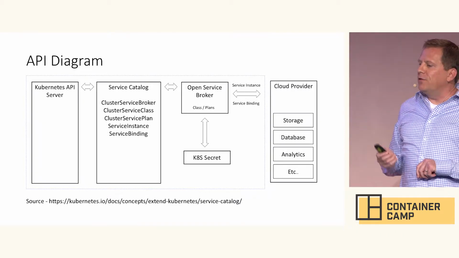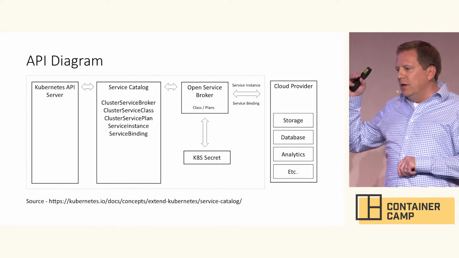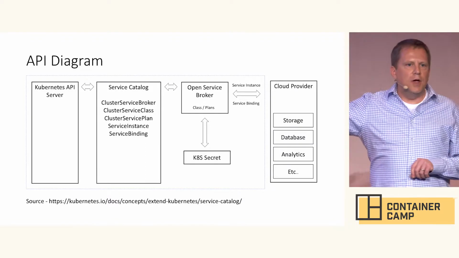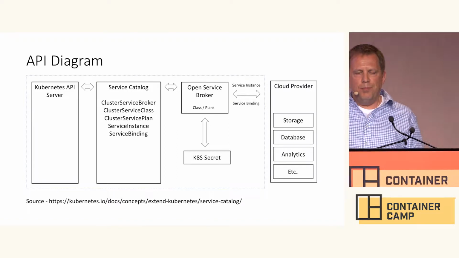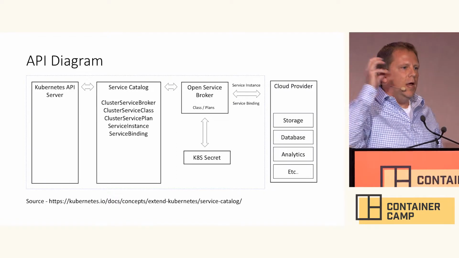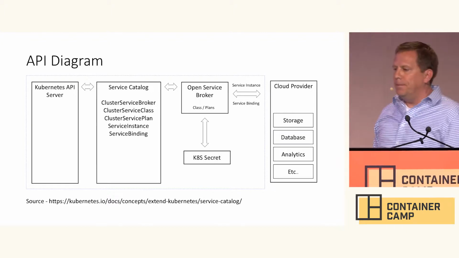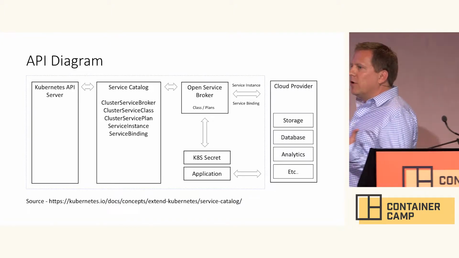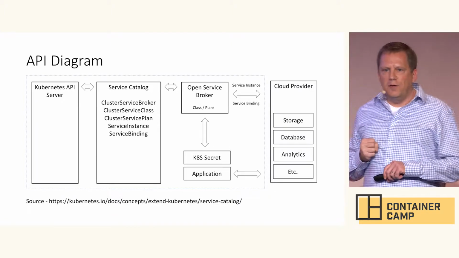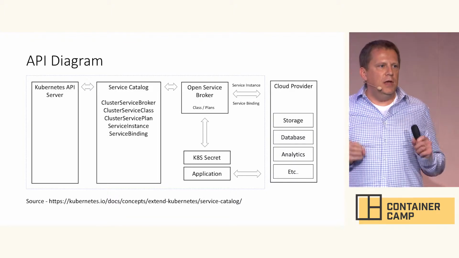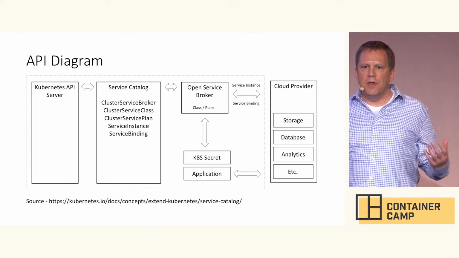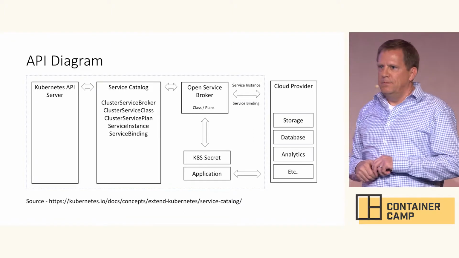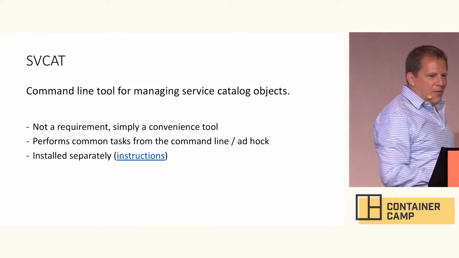What happens when I create that service binding is that the secrets or connection strings or whatever has been coded up is pulled from the cloud provider and stored in a Kubernetes secret. At that point, I can start a pod that consumes that secret and has everything it needs to connect back to the service that I've provisioned in the cloud provider. So that was a lot of words.